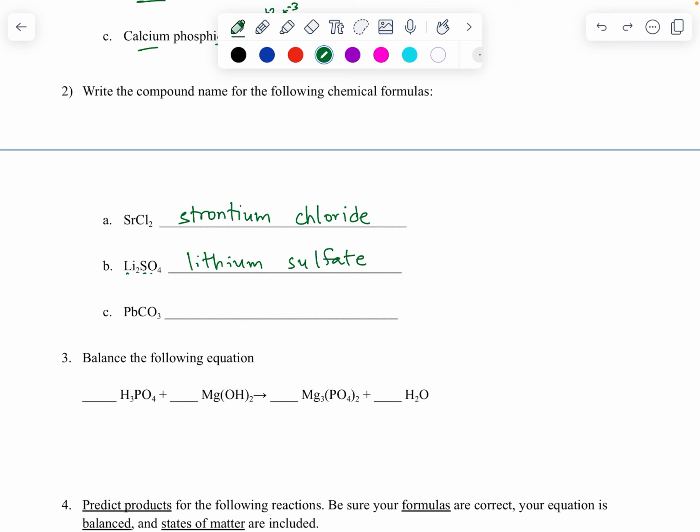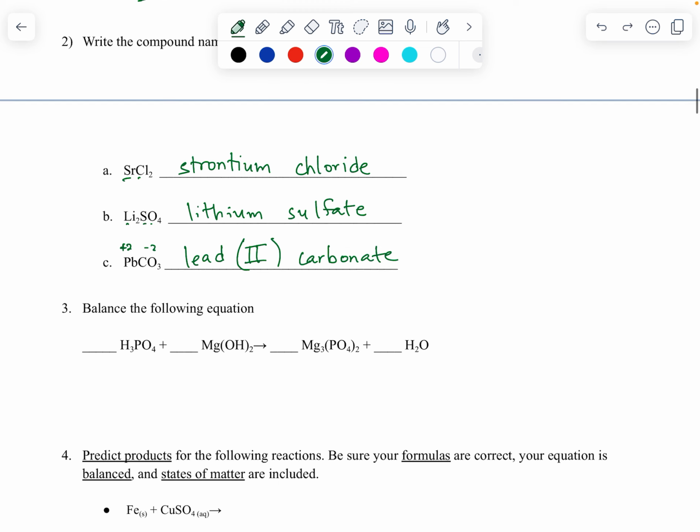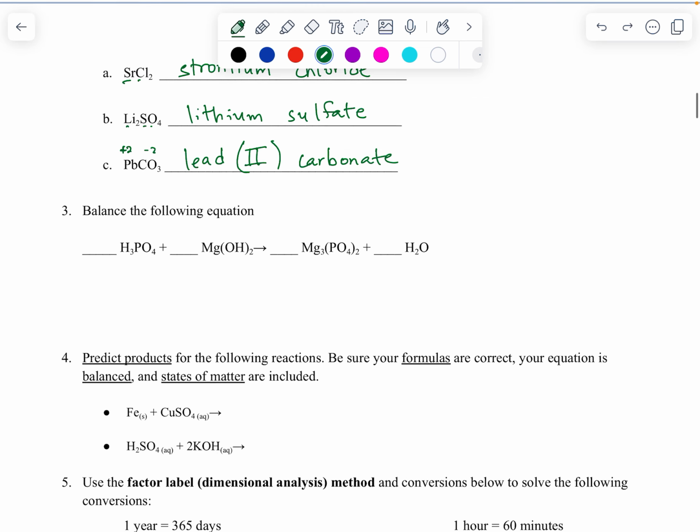And then over here we have lead, and now lead is a transition metal, so we're going to need a charge in Roman numerals here. Well, there's only 1 lead, and there's 1 carbonate ion that it's attached to, and since carbonate's a -2, that must mean that this lead ion is the +2 version of it. So we can put 2 there. And note that that's not 2 as in there's 2 of them, right? It's 2 as in that's the charge on that lead ion.